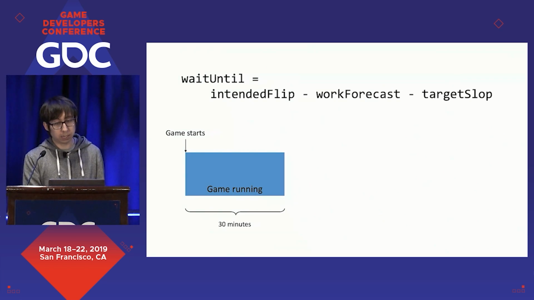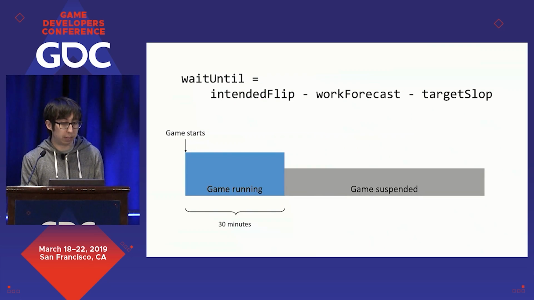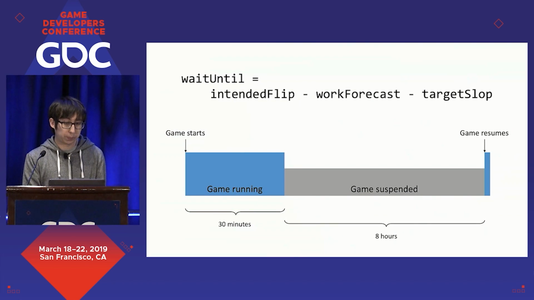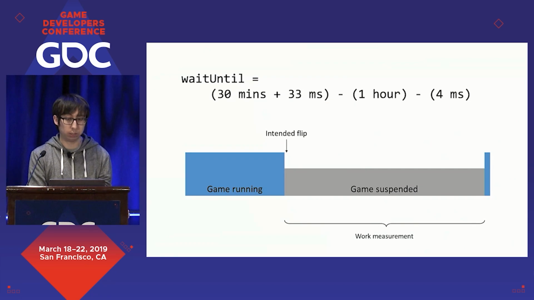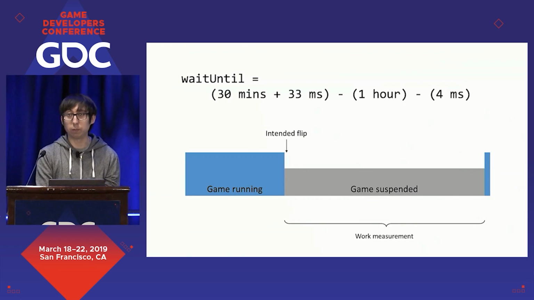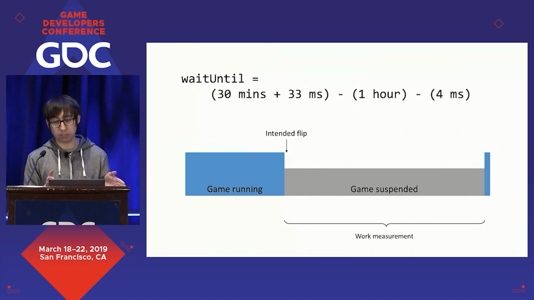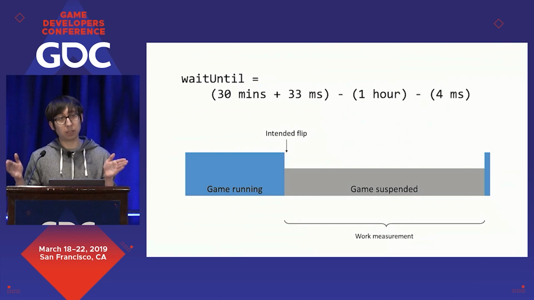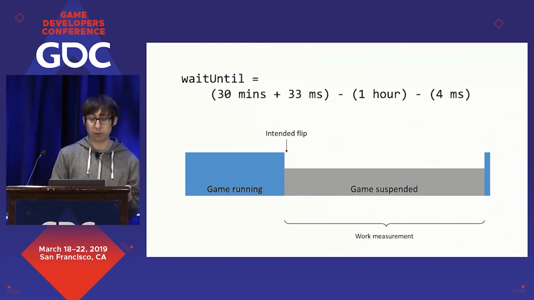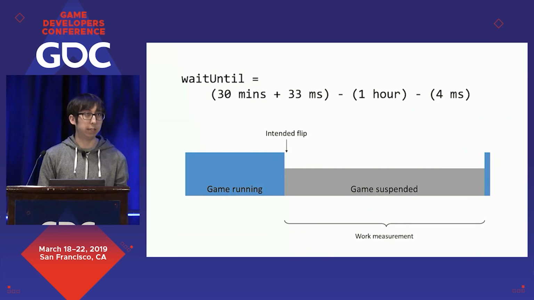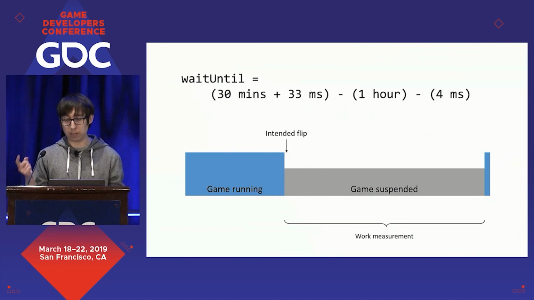So take this scenario. Let's say you play the game for 30 minutes, and then you suspend the game and go to sleep. So what happens if you start the game again 8 hours later? Well, the first frame's intended flip time would be extrapolated from 8 hours ago. So it would come out to 30 minutes plus a couple V blanks. And what about the work forecast? If the game was suspended in the middle of a work duration, the work measurement would span the entire suspension period, and you'd get a measurement around 8 hours. And even with smoothing, you could end up with a huge work forecast that's longer than 30 minutes. And if you're using unsigned ints, like I was, the wait time wraps around and the game hangs.